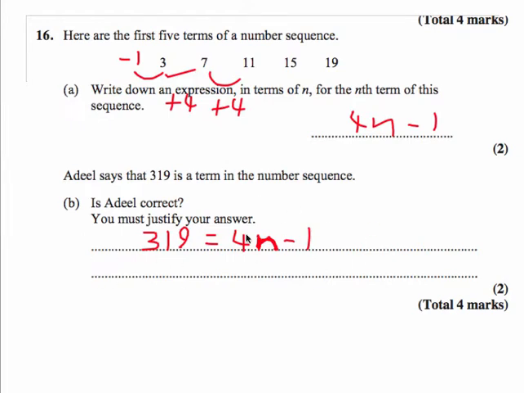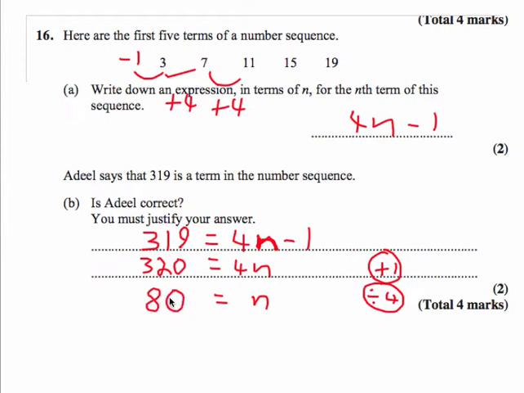So how do we solve this equation? Well, we've got 319 equals 4n minus 1. We would first of all add 1 to both sides, so that would give us 320 equals 4n. How do I go down from 4 lots of n to 1 lot of n? I would divide by 4. So on this side I would have 4n divided by 4 is n. 320 divided by 4, well, I just think, what's 32 divided by 4? 32 divided by 4 is 8, so 320 divided by 4 is going to be 80.